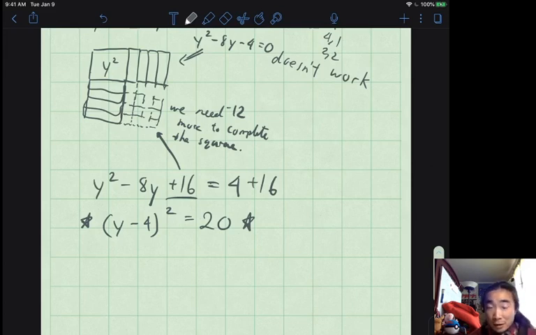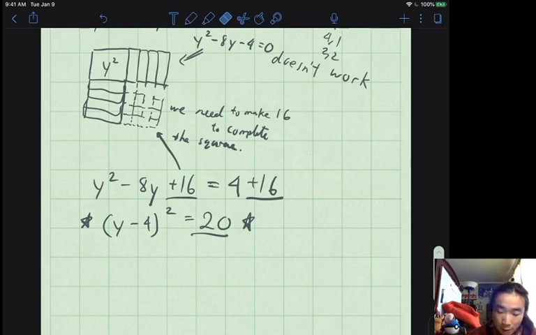Any questions? All right, question. Where did the 16 come from? The 20 came from this side. See, we added 16 to both sides because that's what we needed to complete the square. So we need to make 16 to complete the square.